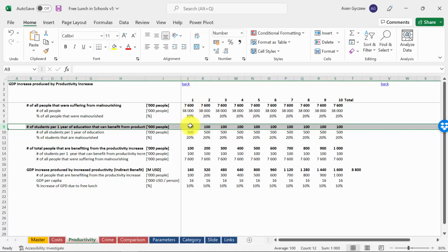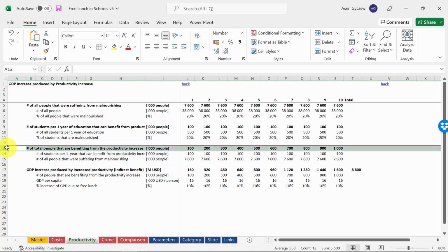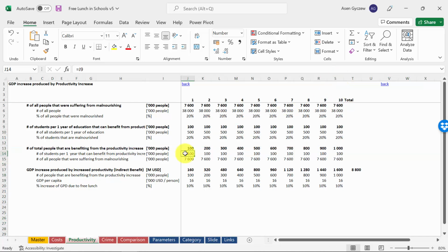Therefore, we first estimate the pace at which this problem will be solved each and every year. So in row 9, we got that every year around 100,000 people will join the workforce. So students will graduate and go to work. And therefore, every year, the number of malnourished people will go down by 100,000. To see the total benefit, we obviously have to estimate the cumulative number. This is what we've got in row 13. So it grows from 100,000 to 1 million by year 10, as the pace is the same: 100,000 additional people join the workforce every year.